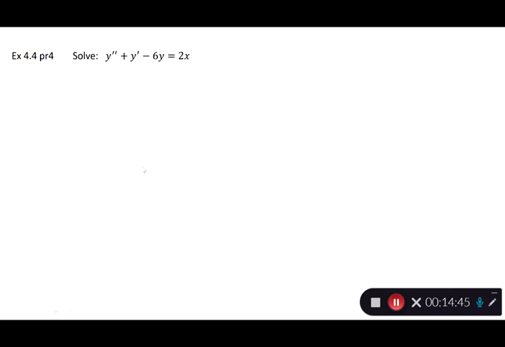Is this a non-homogeneous equation? Yes, it is. Why? Because the right hand side is not equal to 0. Recall, when you have a non-homogeneous equation, you must find both the complementary solution and the particular solution and add them up to get the general solution. So the first thing we'll do is find the complementary solution y sub c.